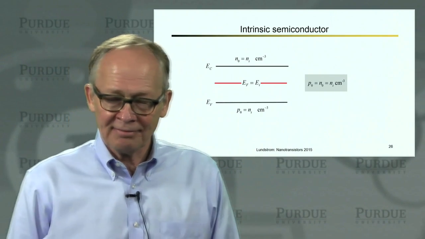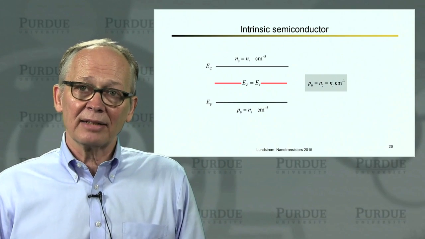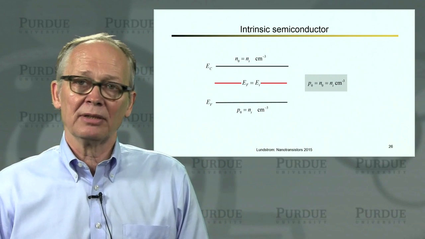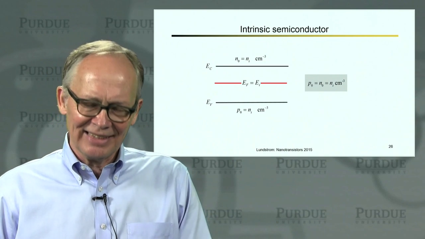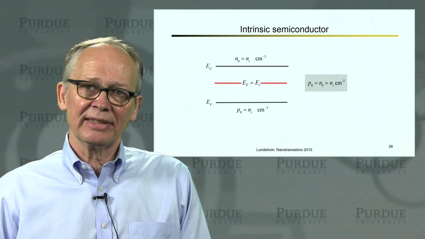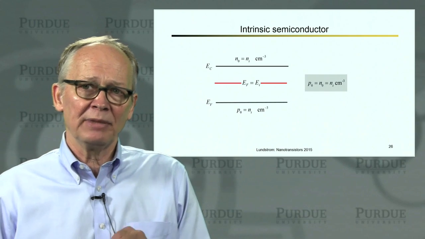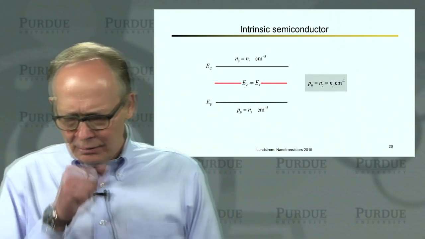And then I could simply solve for the electron density as ni squared divided by the hole density. In an intrinsic semiconductor, the Fermi level will be near the middle of the band gap. It won't be exactly in the middle because the density of states is typically a little different in the conduction and valence band, but it will be very close to the middle.